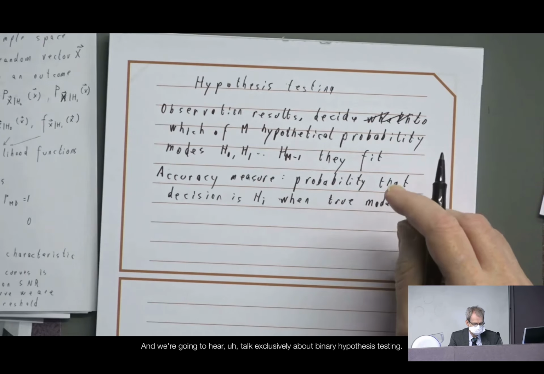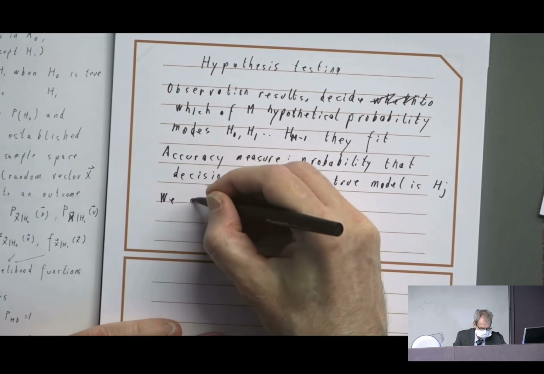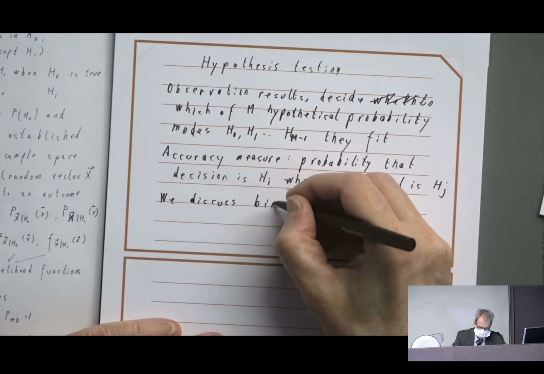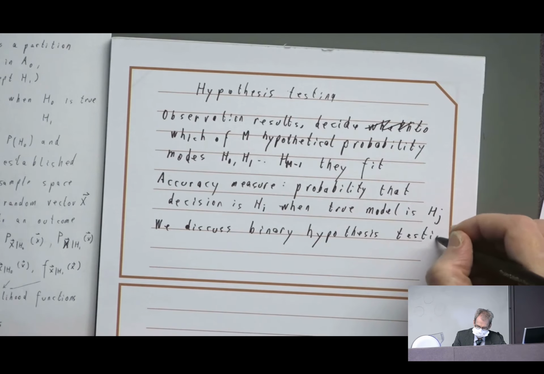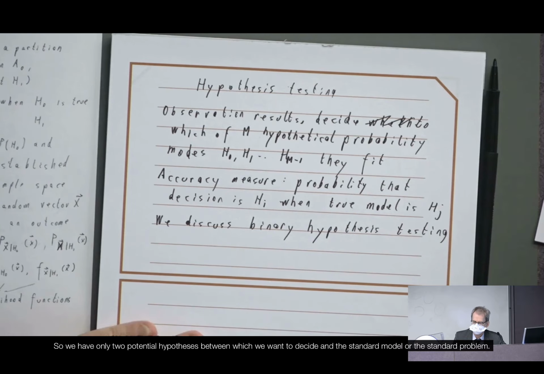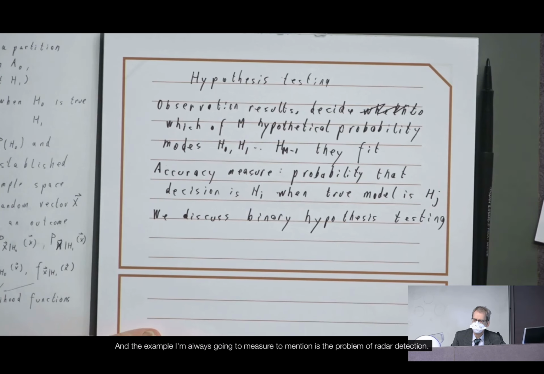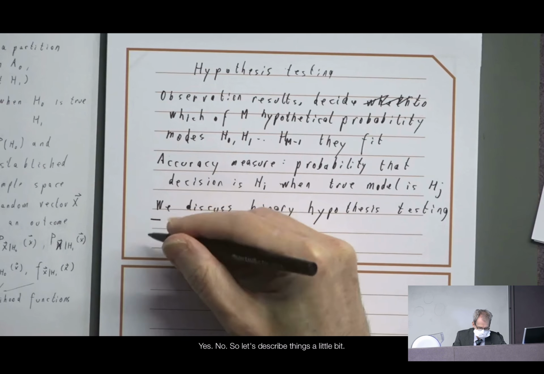And we're going to here talk exclusively about binary hypothesis testing. So we have only two potential hypotheses between which we want to decide. And the standard problem in the example I'm always going to mention is the problem of radar detection. And we basically want to say aircraft incoming, yes, no. So let's describe things a little bit more exactly.